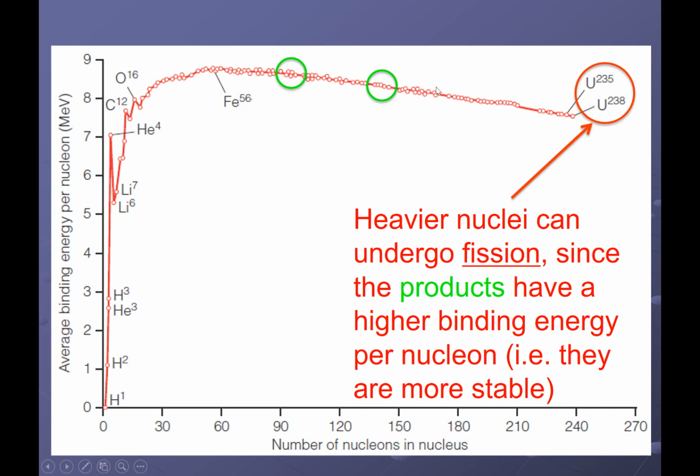So whether it is fission, breaking up, or whether it's fusion, gluing together, the closer I get to iron, the higher up on this graph I am, the more stability I'm getting, and I'm going to end up releasing energy that can be harnessed for nuclear power.